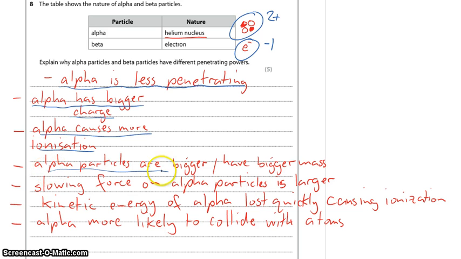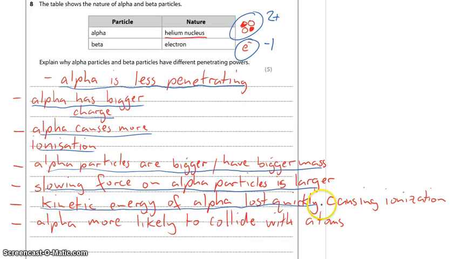I mentioned the alpha particles being bigger means they have bigger mass. Okay, so to slow them down, something has to provide a bigger force, and if they're not penetrating very far, that means that they have to be slowed down very quickly, so their kinetic energy is lost very quickly. How is that achieved? Well, it must have an effect on whatever it's crashing into. It's basically knocking electrons out, okay, and causing the atoms to be ionized.